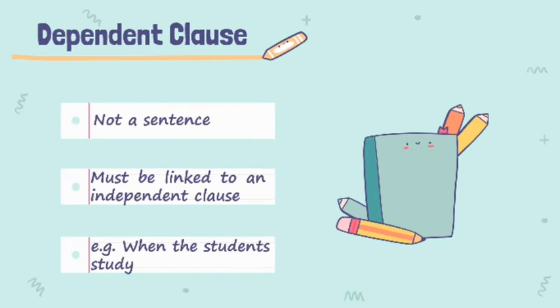Next, dependent clause. A dependent clause is not a complete thought and is not a sentence. The dependent clause gives incomplete information. It must be linked to an independent clause, and it's also called a subordinate clause. The example is "when the students study." It's not a complete sentence, so it's called a dependent clause.